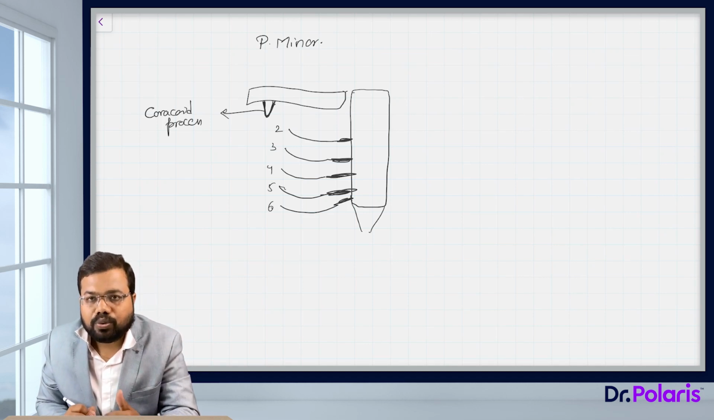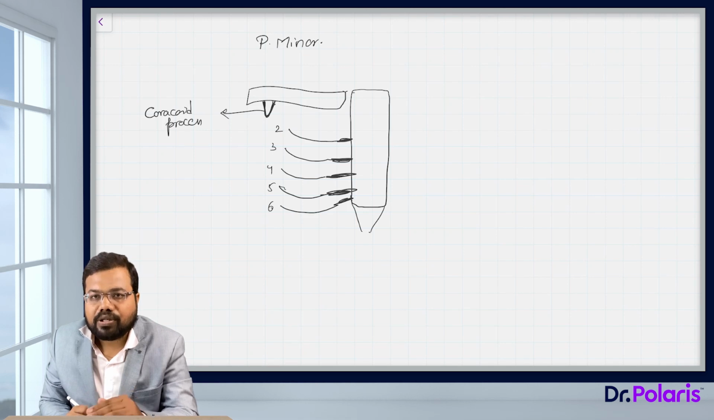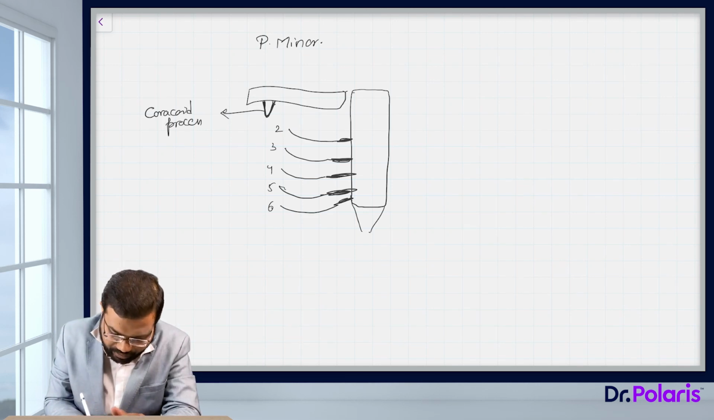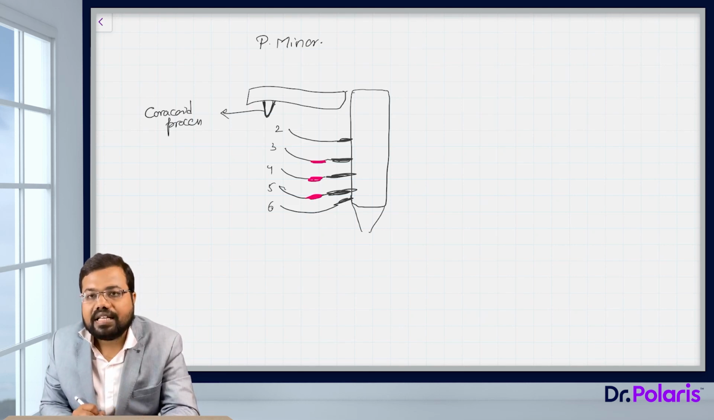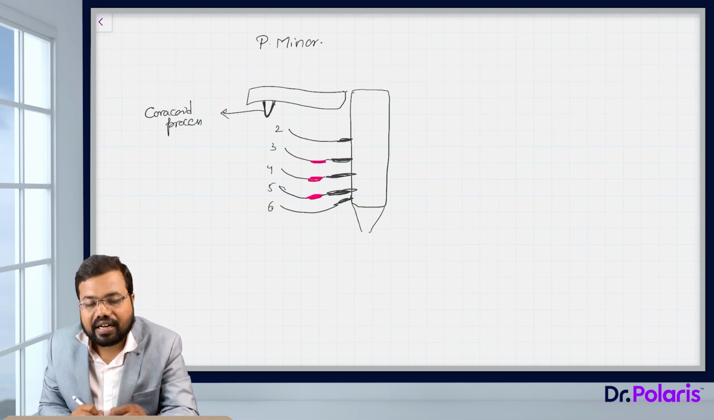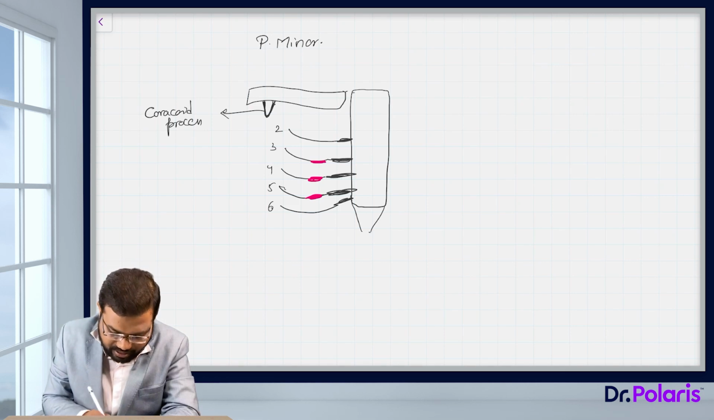Here also 2 to 6 we had mentioned, but the pectoralis minor originates from the anterior surface of the ribs only from 3 to 5. That means from here, here and here. I'm not talking about the costal cartilages, I'm talking about the anterior surface or anterior ends of the ribs. These fibers originate and insert over the coracoid process. So the fibers will be going in this direction.